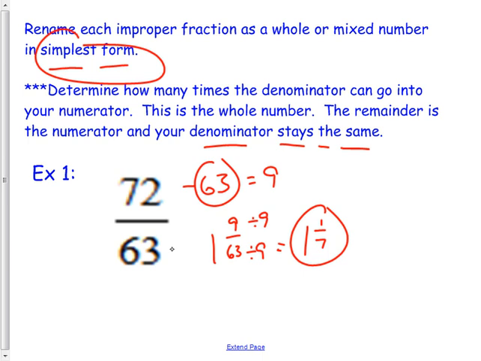All right, so again, what did I do? I subtracted the denominator. Okay, it says determine how many times the denominator can go into your numerator. Well, we could do that once, one whole. Okay, and so I subtracted the 63, had 9 left over. That's my remainder. The remainder is the numerator, and your denominator stays the same. Okay, the denominator does stay the same. However, we want to simplify it. Okay.